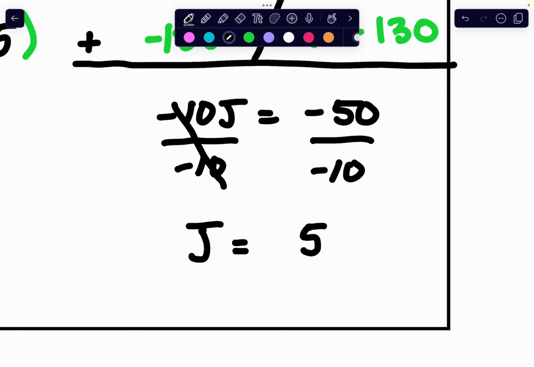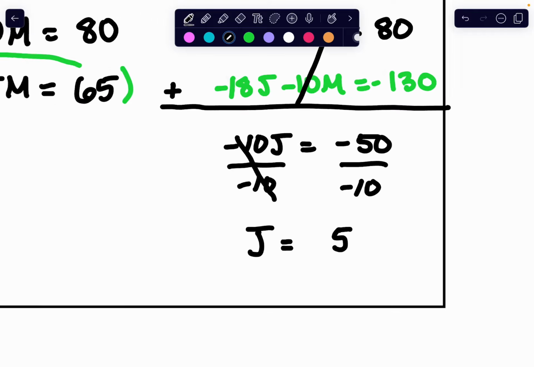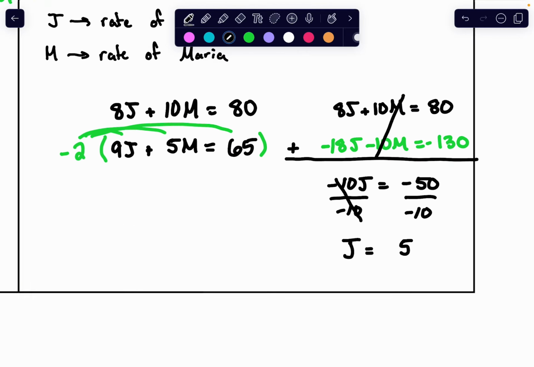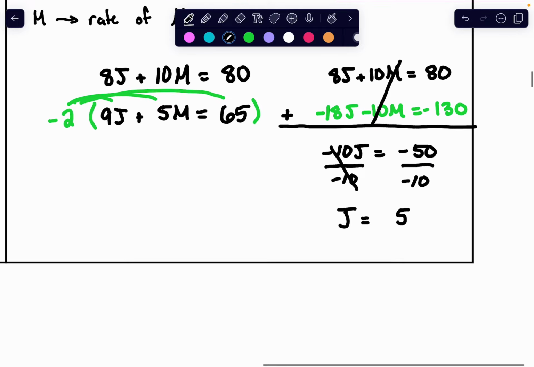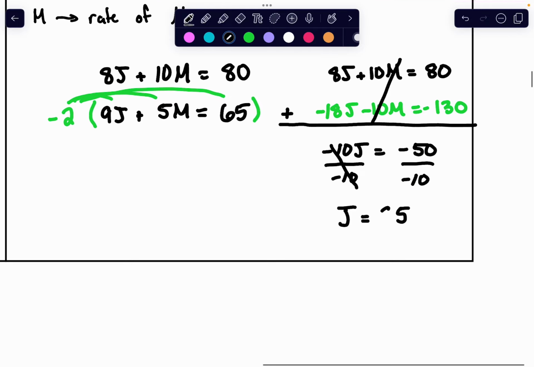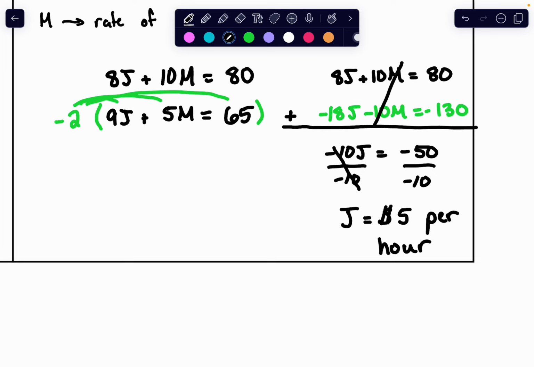So what does this 5 represent? You need to tell the reader this, especially as you guys are going into data modeling next year. You need to be very specific in how you define your answer. You need to tell me what it is. What does 5 represent? Well, J is 5, and J is the rate of Julio. So Julio makes $5 per hour. Is that a good hourly rate? Probably not, but I guess he deals with it.